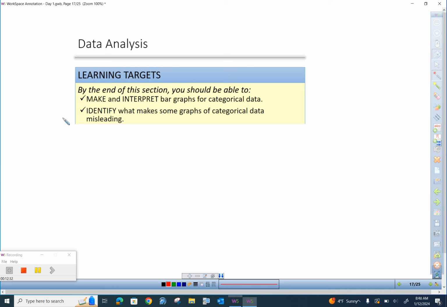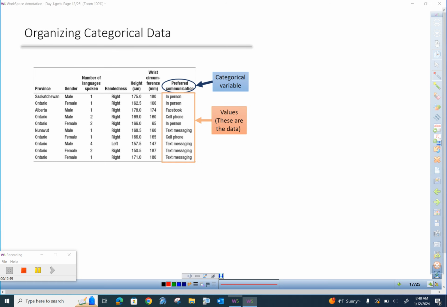So these are the learning targets for 1.1. We're going to make and interpret bar graphs for categorical data. Okay, and we're going to identify what makes some graphs of categorical data misleading, so what to watch out for. Okay, we're going to really just interpret today, not make, and then we'll talk about some of those misleading factors.